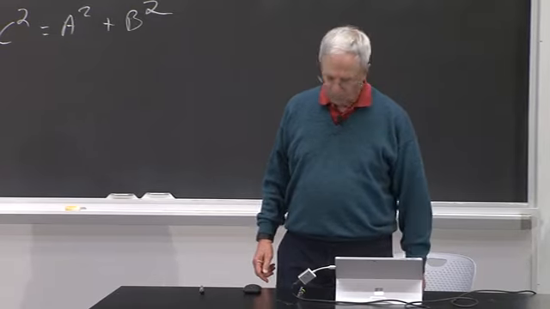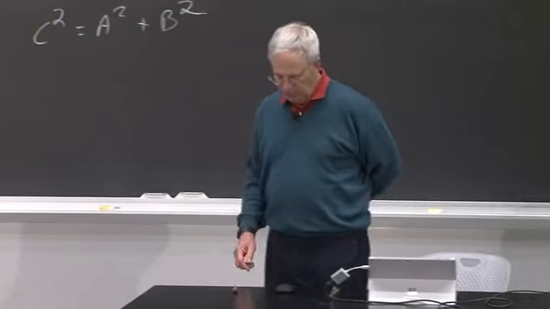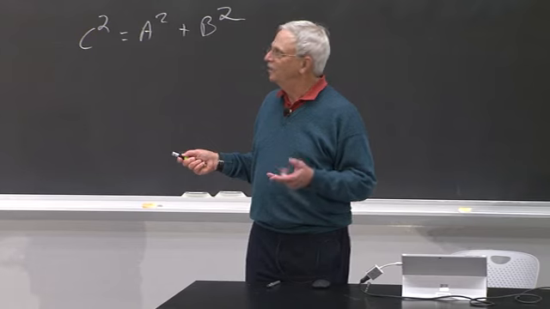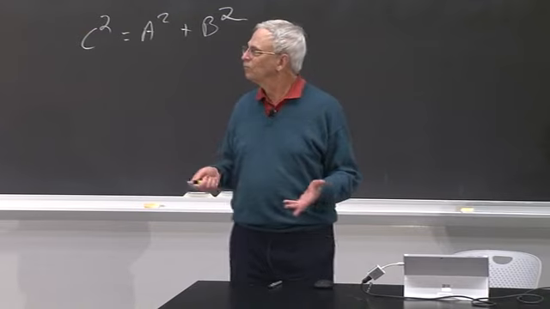So if we think of a sanity check here, maybe we should look at these numbers. We just did it. We know how far the drunk should get in 0 steps. Right? How far should the drunk move in 0 steps? 0. How far should the drunk move in 1 step? We know that should be 1. 2 steps, well, we knew what that should be.